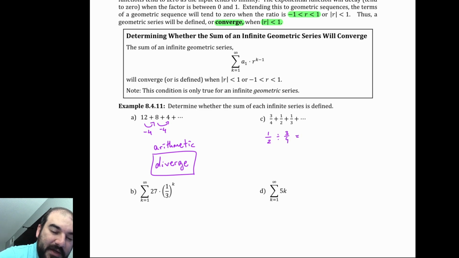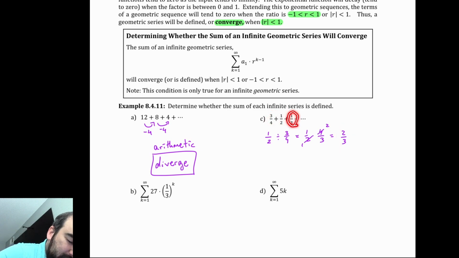In order to divide fractions, we take the second fraction, we flip it, and we multiply. So 1/2 times 4/3, which simplifies a little bit. This becomes a 2, this becomes a 1. We get 2/3. So when we divide the second term by the first term, we get 2/3.